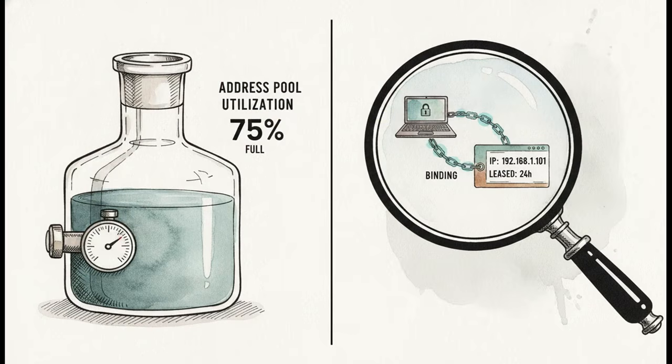Once that pool is live, you have to monitor its health. Show ip dhcp pool gives you the big picture utilization stats, so you know you aren't running out of addresses. And show ip dhcp binding is your granular proof. It shows you the active MAC to IP leases, proving that devices are actually pulling IPs from your new router.